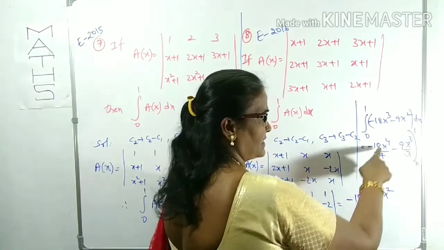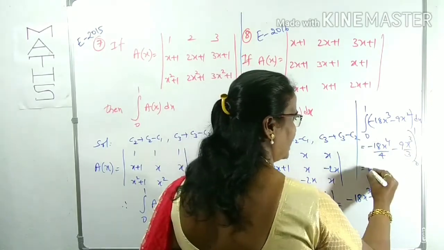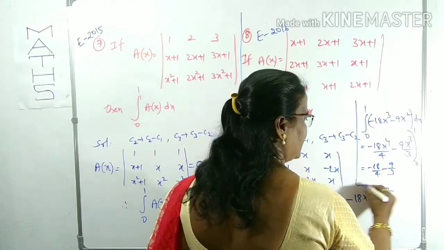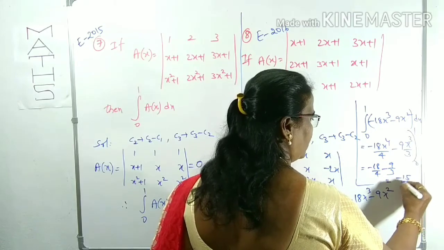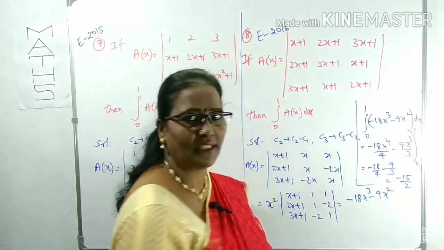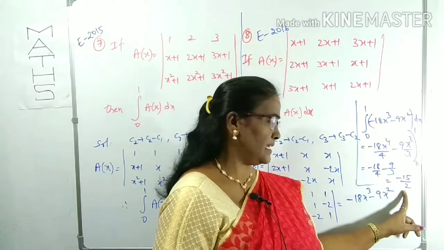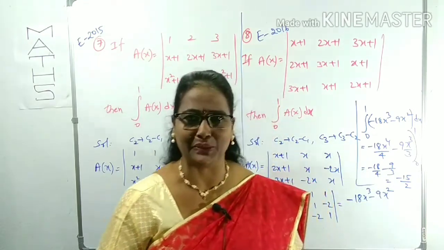0 of some x is 0. Now what will happen here? Minus 18 by 4 minus 9 by 3. By this simplification you can get minus 15 by 2. That's it. 3 cancels here. 9 by 2 with the LCM you can get minus 15 by 2.